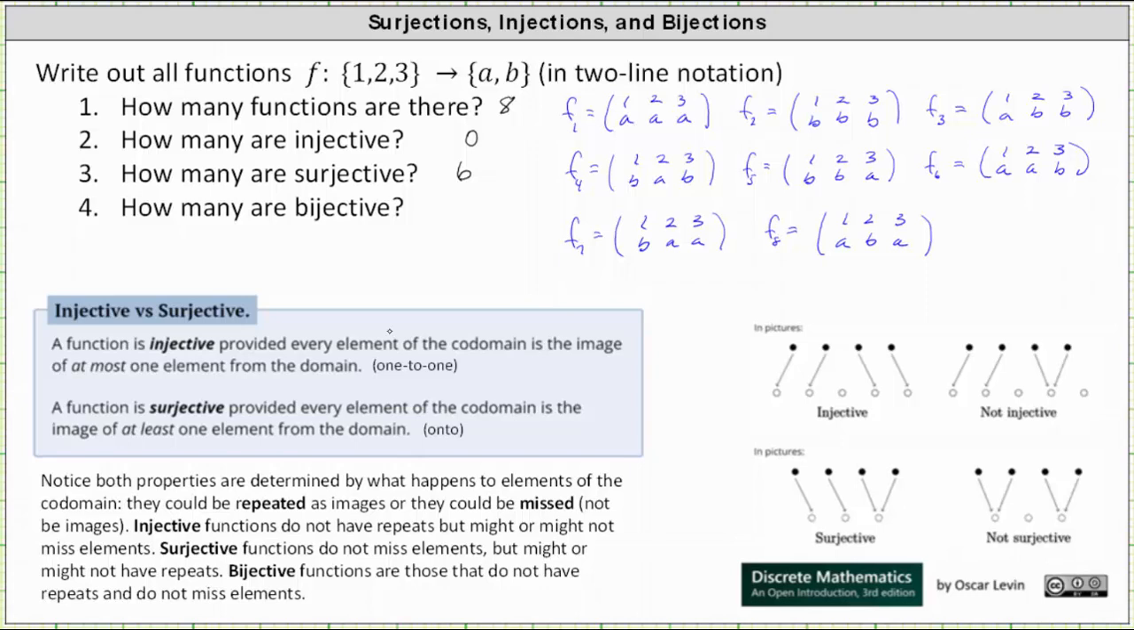And number 4, how many are bijective? Bijective functions are both injective and surjective, and because there are 0 injective functions, there must be 0 bijective functions. In order for a function to be bijective, to begin with, the number of elements in the domain and codomain must be the same.